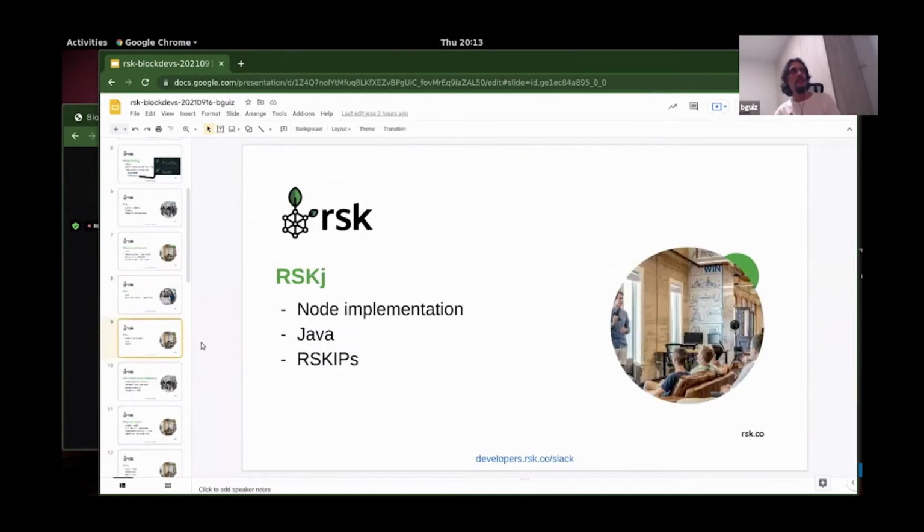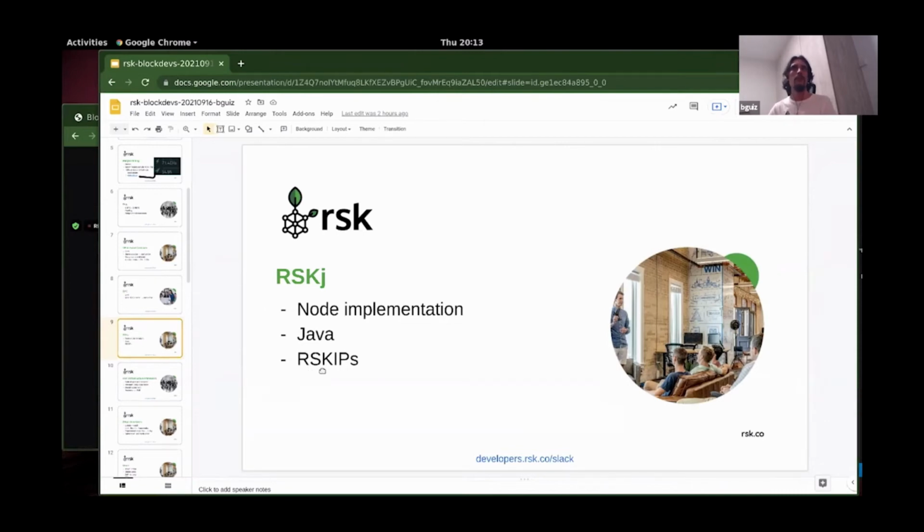Okay, so then let's talk about the main RSK node implementation. It's called RSKj. It's written in Java, and any modifications to it, especially major ones, including consensus protocol changes, are governed using something called RSK IPs. If you're coming from the Ethereum space, you might be familiar with Ethereum improvement proposals, or from the Bitcoin space, Bitcoin improvement proposals. These are pretty much the same thing.